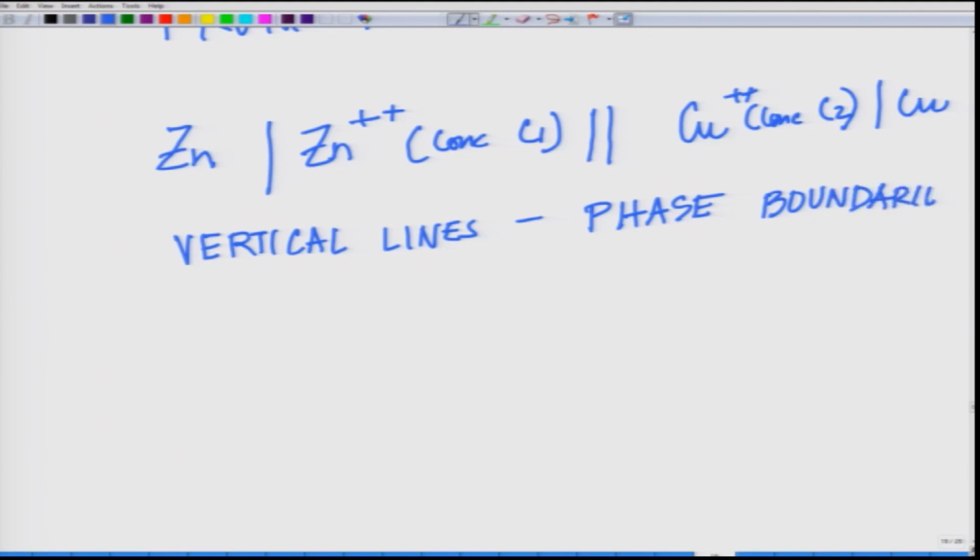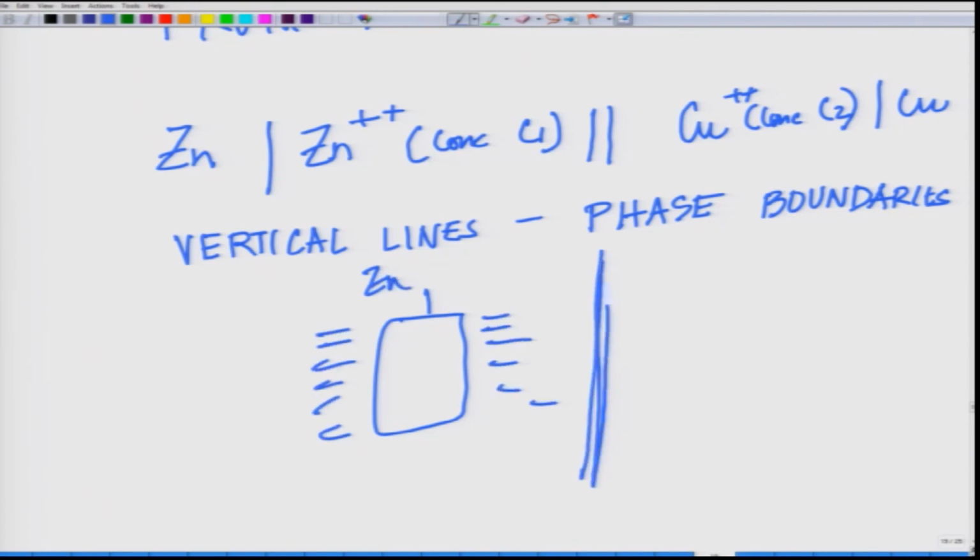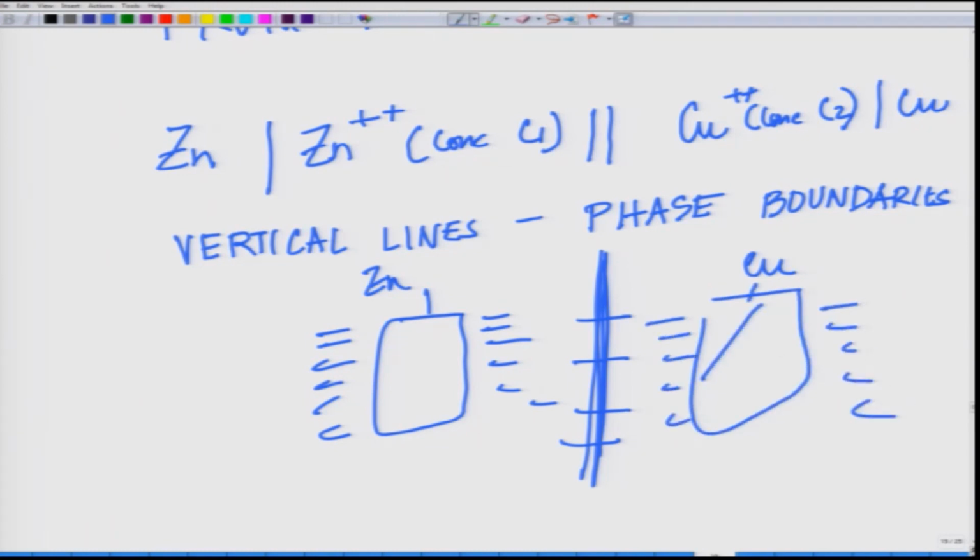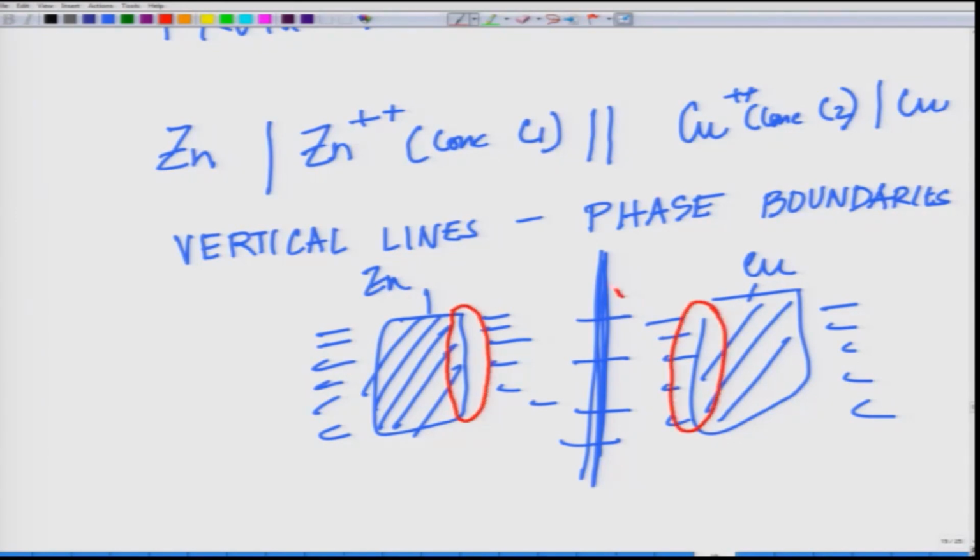If you look at the electrode, here is one electrode, say the zinc electrode, and this is the zinc solution, and here you have the membrane in between, a semipermeable membrane, and you have the copper electrode, and this is the copper sulphate solution. So, the first phase boundary is here and the second phase boundary is here. That is why there are different phase boundaries and these vertical lines are indicating them.